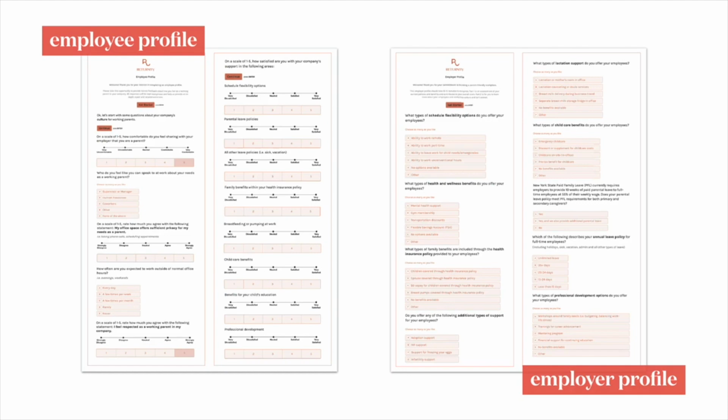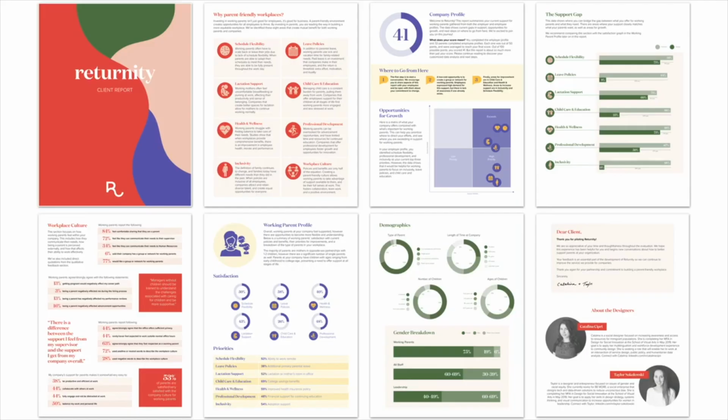Together, we then created these 2 profiles, which each have 25 questions and are out of 50 points. These were built on a digital platform, and even the language and design were co-created by our community so we could create a corporate solution without a corporate feel. And finally, we designed the 8-page report that visualizes a company's parent friendliness. This includes their overall score, an analysis of workplace culture, the gap in support, and next steps.